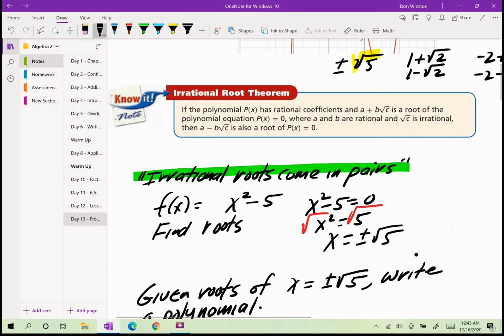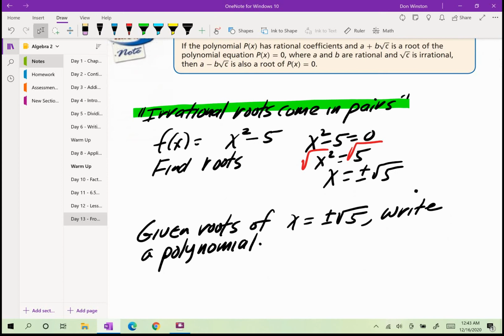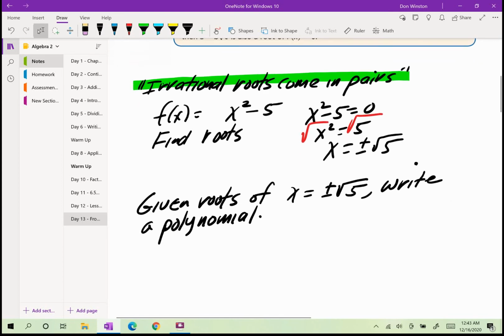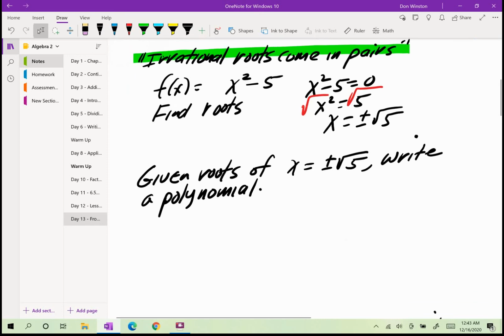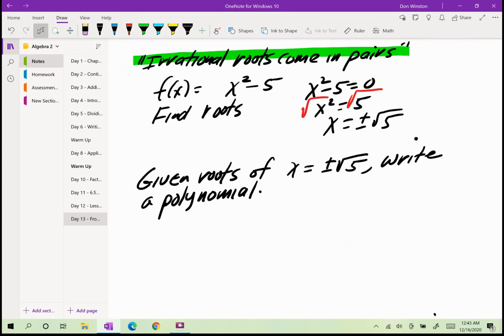So what we want to be able to do, though, is, given roots, particularly irrational roots, to write a polynomial. So basically, we'll just be going in reverse. So given roots of x is equal to plus or minus root 5, let's write a polynomial. So the way we would do this is that we would just kind of reverse the process here.